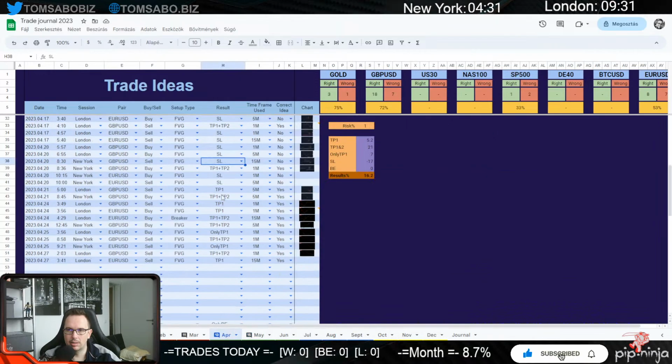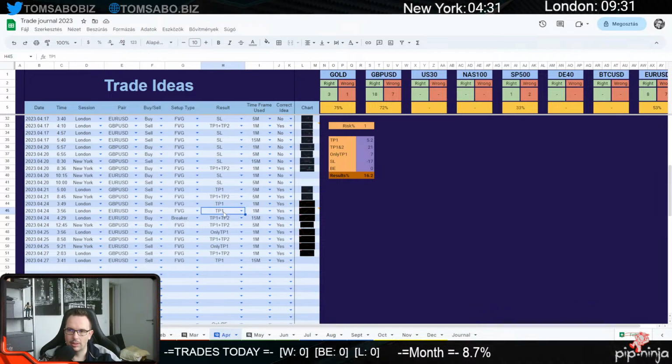And look at this. 1, 2, 3, 4, 5, 6, 7, 8, 9, 10, 11. Come on, that was too much. 3, 4, 5. This was only partial profit. So that didn't reach TP2, but still, it's a win. So I consider this as a win.